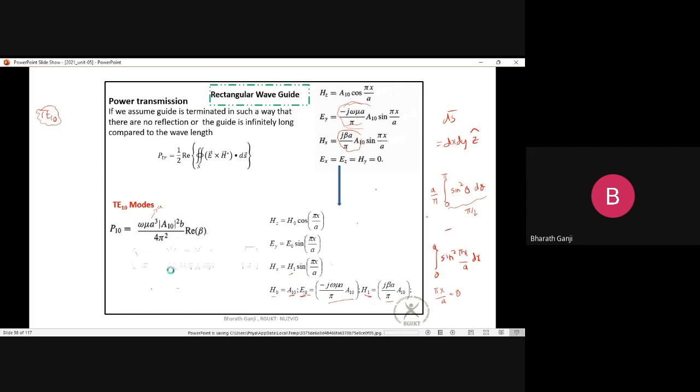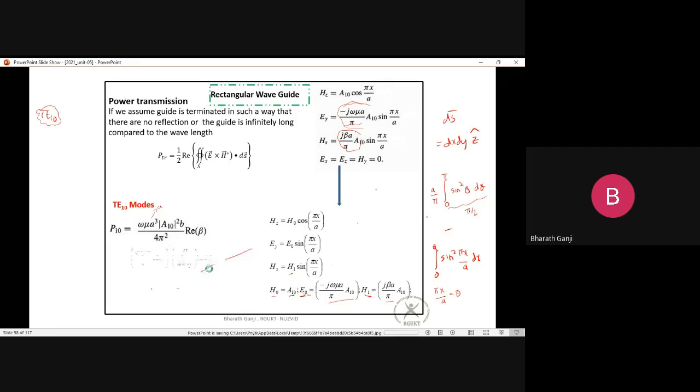Okay, so here what I am doing is replacing a b by omega mu k eta. What is k? Omega times square root of mu epsilon, and eta is square root of mu by epsilon. So you can see epsilon cancels out, square root of epsilon, and you get omega into mu. So this factor and this factor totally cancel out. You will be left with ab. So the remaining part is beta by 4k eta.